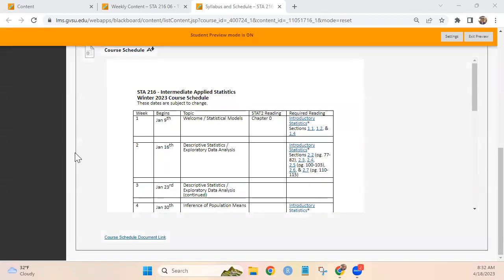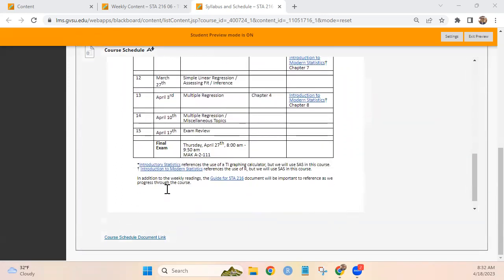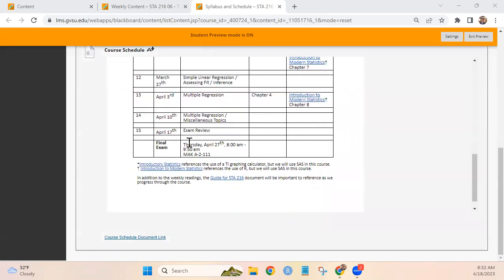This is our final week of class before the final exam. This is posted on the weekly schedule, the course schedule here. Our exam is next week, Thursday, 8 a.m. to 9:50. So a little bit different time, so be careful of that. But in this room right here, A2111.